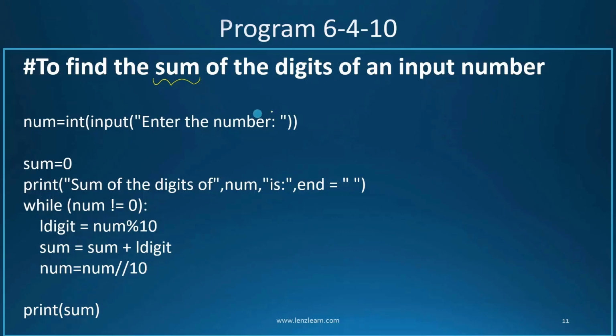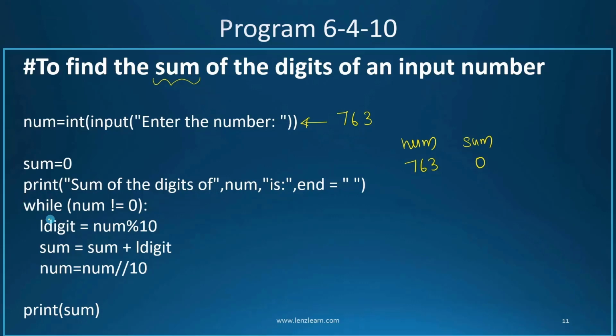So first of all, it will ask for the number. So for example, I enter the number as 763. Okay, so I have a variable sum. The initial value is 0. So I have the first variable num. I entered the value as 763. I have the next variable sum. The initial value is 0. Then I will print a line saying that sum of the digits of 763 is, with a space.